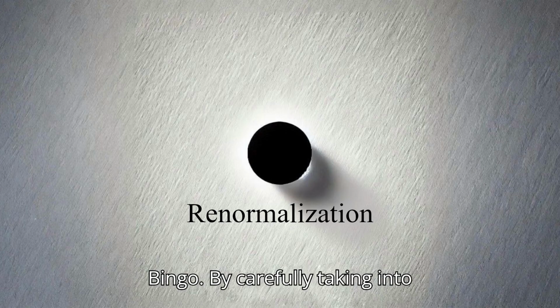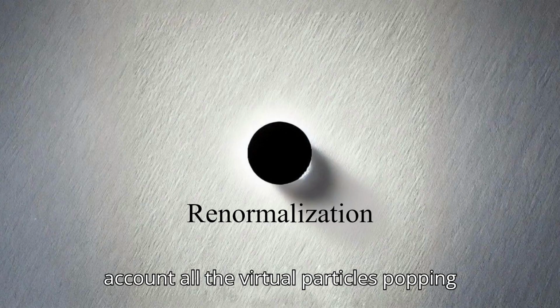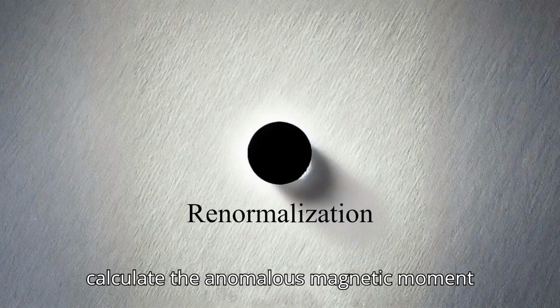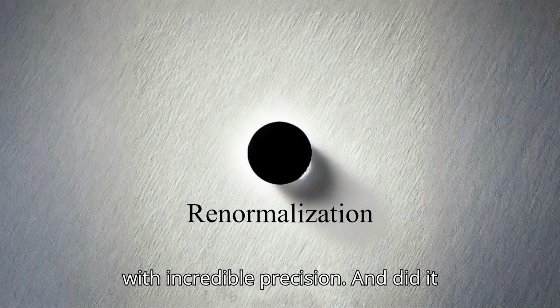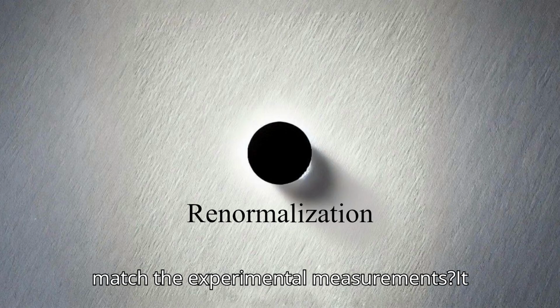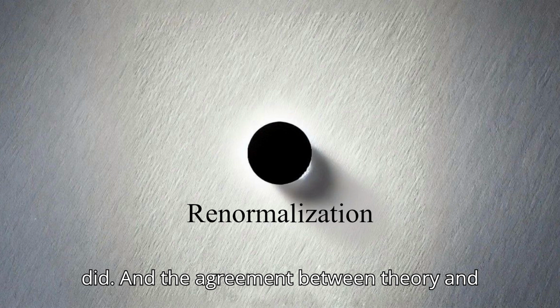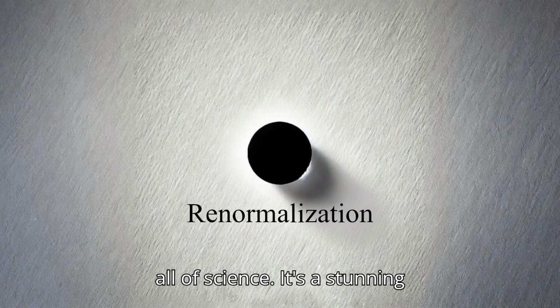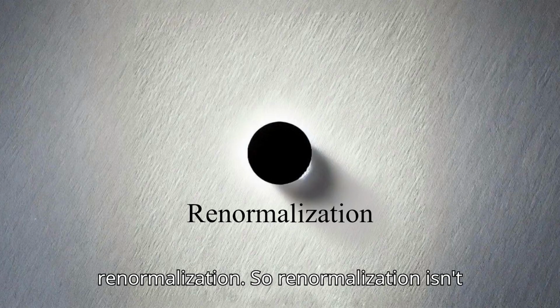Renormalization. Bingo. By carefully taking into account all the virtual particles popping in and out of existence around the electron, physicists were able to calculate the anomalous magnetic moment with incredible precision. And did it match the experimental measurements? It did. And the agreement between theory and experiment is one of the most precise in all of science. It's a stunning confirmation of the power of renormalization.